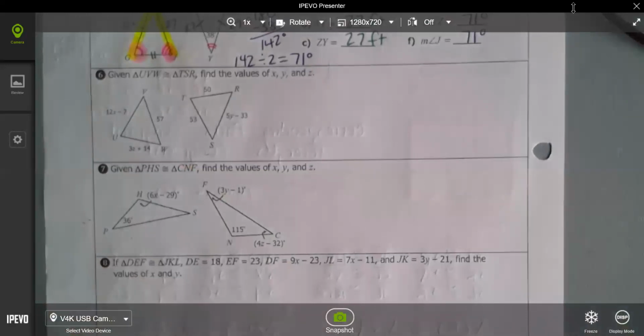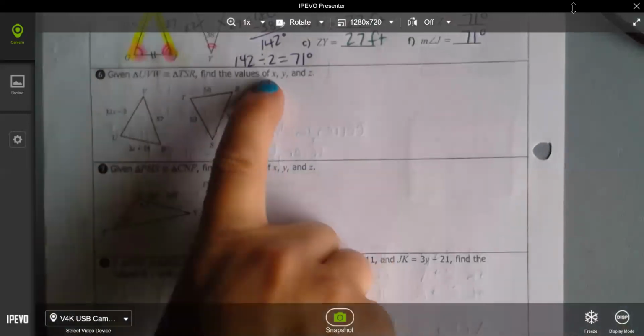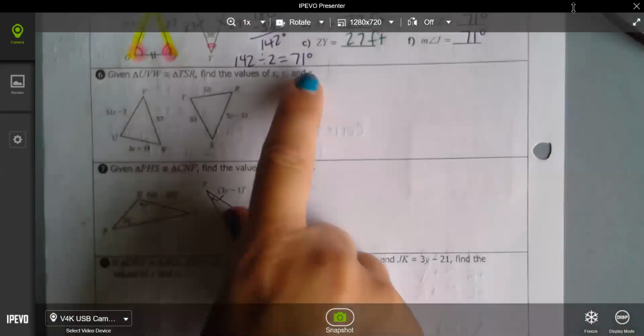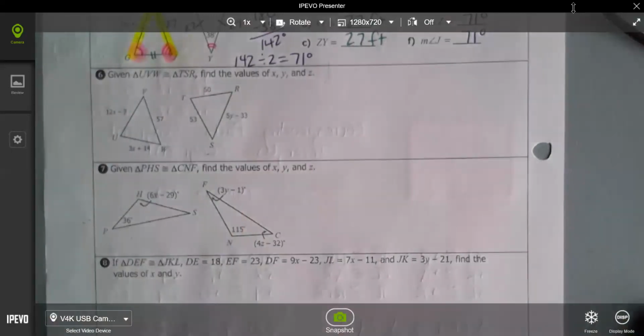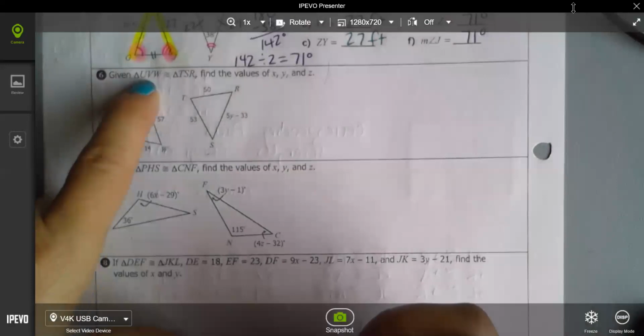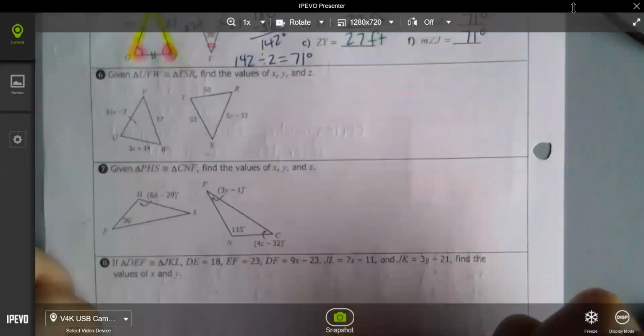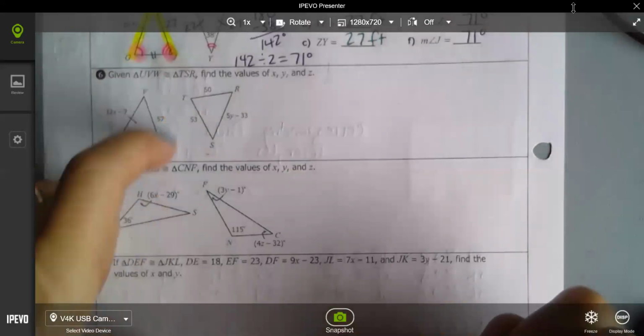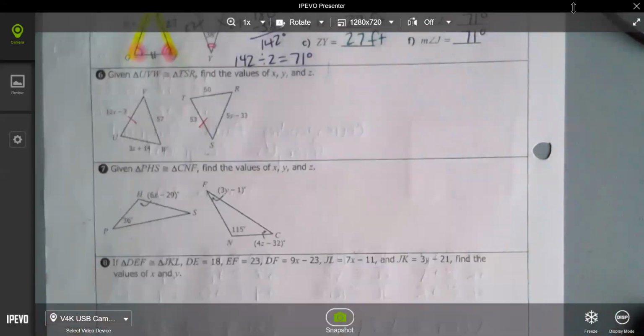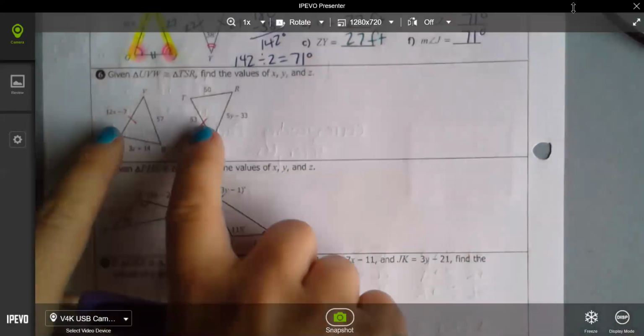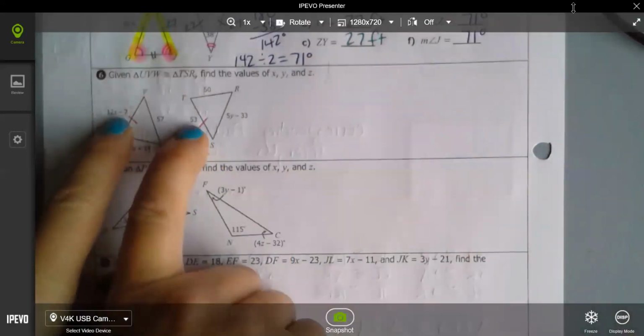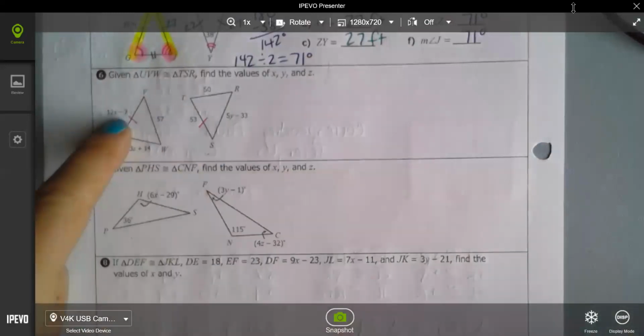All right, so given triangle UVW and triangle TSR, find the values of X, Y, and Z. So what we need to do in order to work through these problems is to put the X's together, put the Y's together, and put the Z's together. So based on these triangles, UV, that is that one, has to match up with TS, which is that one. So right there, I know that those 2 things have to be equal to each other, and I can write that equation.